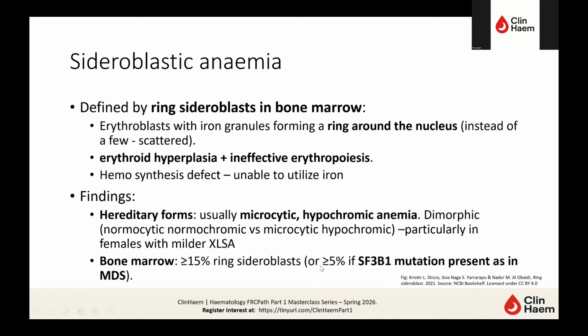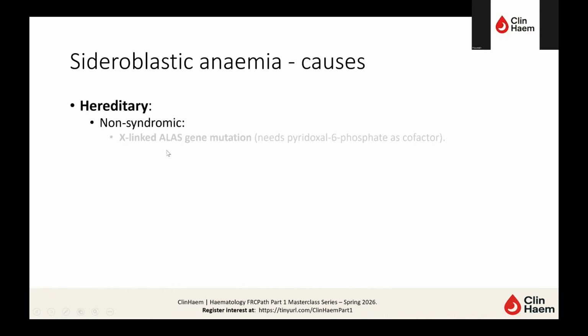And bone marrow is going to show you lots of ringed sideroblasts, and this is what a sideroblast looks like. So this is a red cell precursor, and these are so many iron deposits which are being stained with an iron stain, Prussian blue stain. Normally, you're supposed to see just 1 or 2 in the cell, but this, as you can see, they're making a heavy ring in there. So if you see more than 15% of them, or you see a mutation in MDS, that's sideroblastic anemia. And it can be hereditary or acquired.